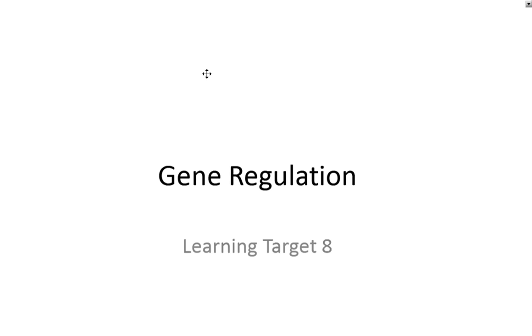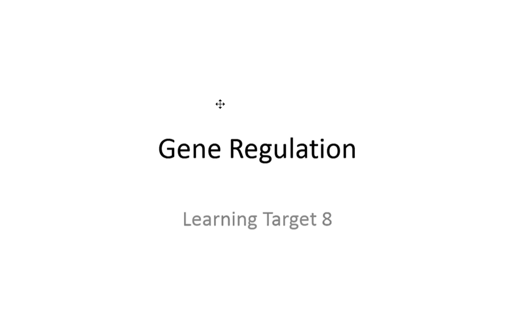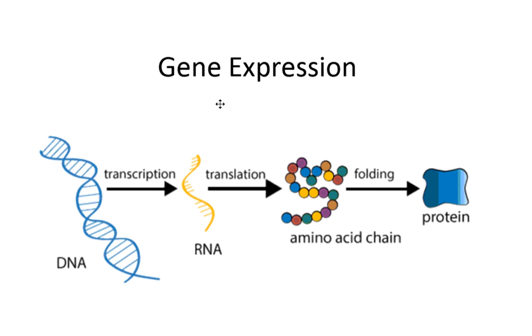This video is Learning Target 8, Unit 7 on genetics, gene regulation. And in order to talk about gene regulation, we first have to talk about gene expression. We've actually been talking about this in Learning Targets 4 through 7. Gene expression is nothing more than when a gene is transcribed into RNA and then translated into a polypeptide or a protein. But only a fraction of genes are expressed at any time.